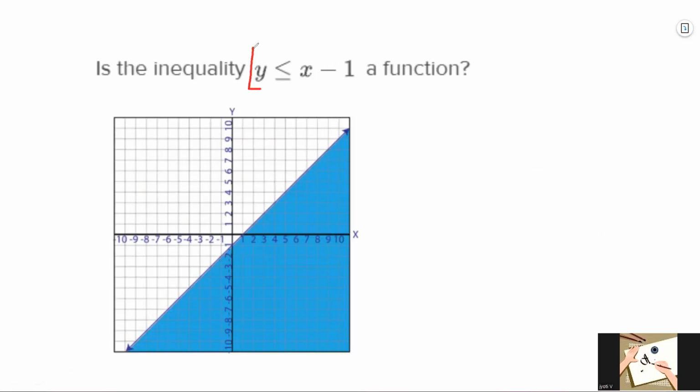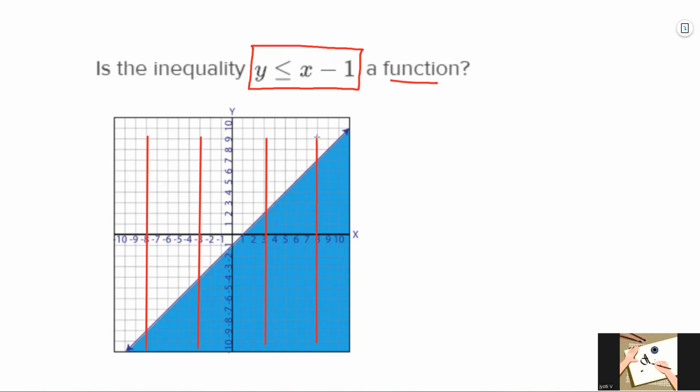Here we are given the graph of an inequality. So the equation is y less than or equal to x minus 1. Is this a function? Let's do the vertical line test. So I'm drawing some vertical lines. The first one, vertical lines are lines parallel to the y-axis. So here is one more. Let me draw one more.